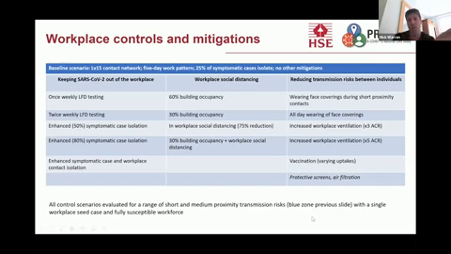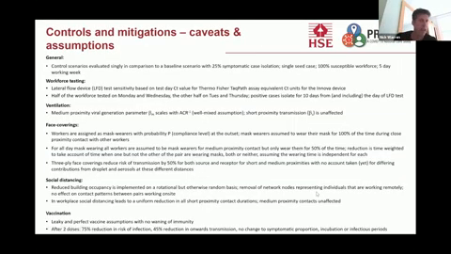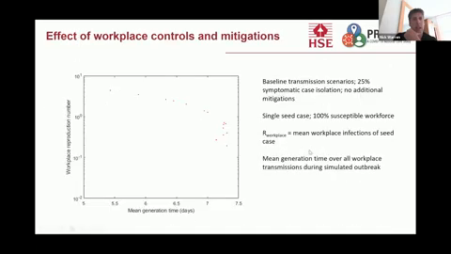So we've looked at all these different measures, and we've done that for a combination of transmission parameters within that blue region. And there's a whole set of assumptions around the control measures, some of them are listed here, but I won't go into. And so just quickly, because I'm running over, I'll talk about some of the results. So the red dots here, we've got workplace reproduction number on the y-axis on a log scale, and then the mean generation time along the x-axis.